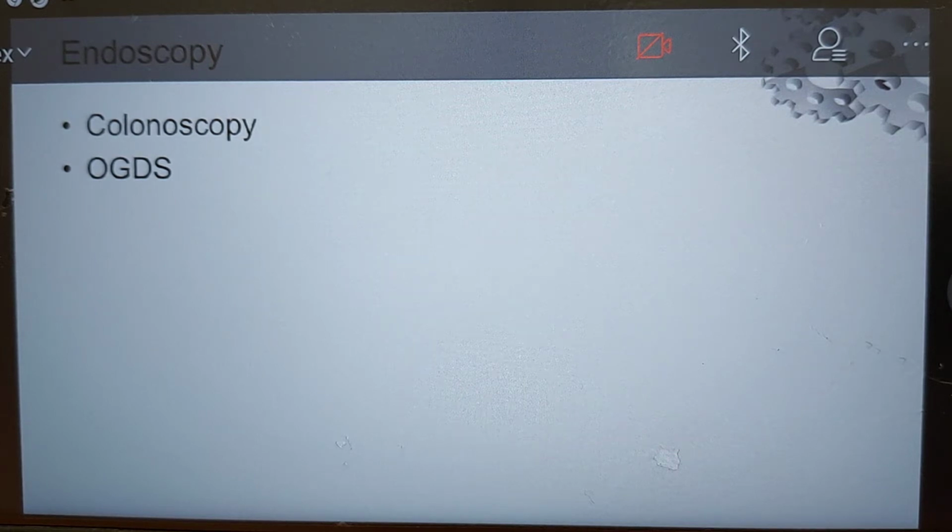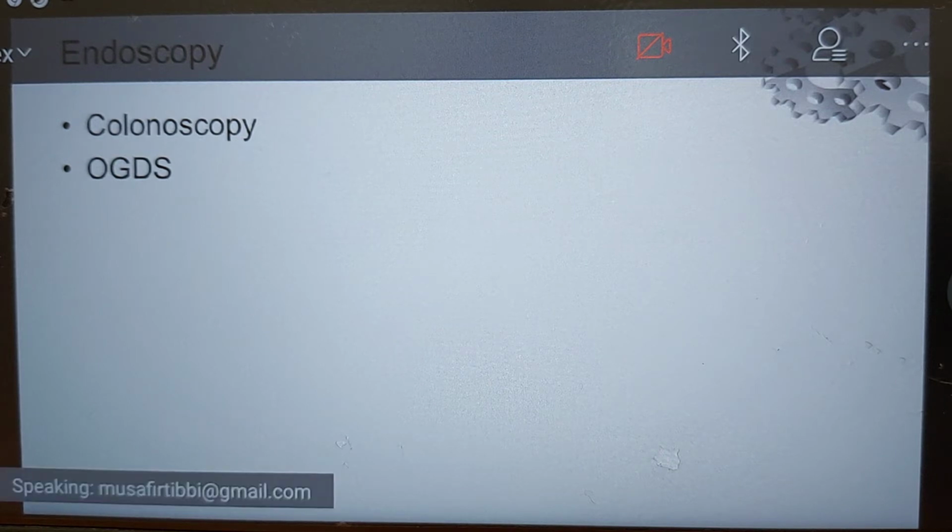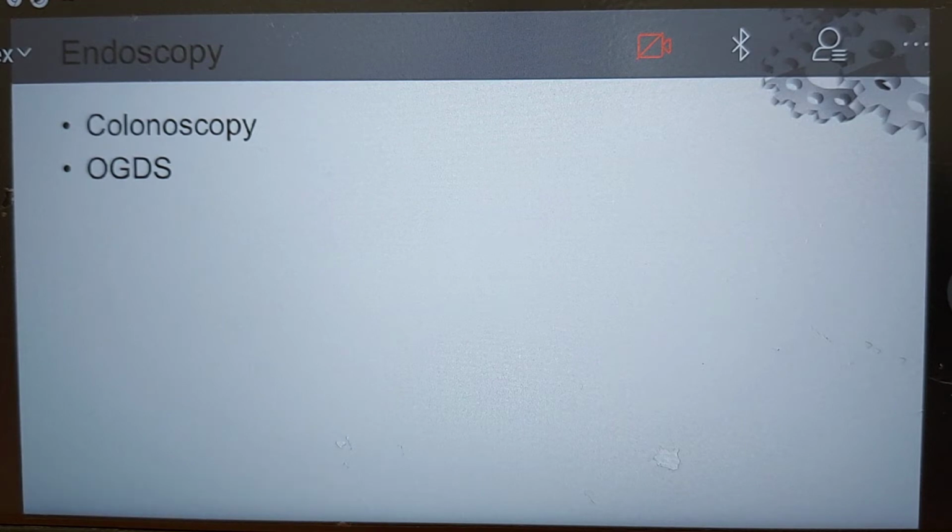It's actually a diagnostic modality. So if, after we have done the colonoscopy, we can't find the source of bleeding, then we can proceed with OGDS. Because if there is a massive bleeding from the upper GI tract, sometimes it will present as hematochezia instead of melena because of the massive blood.